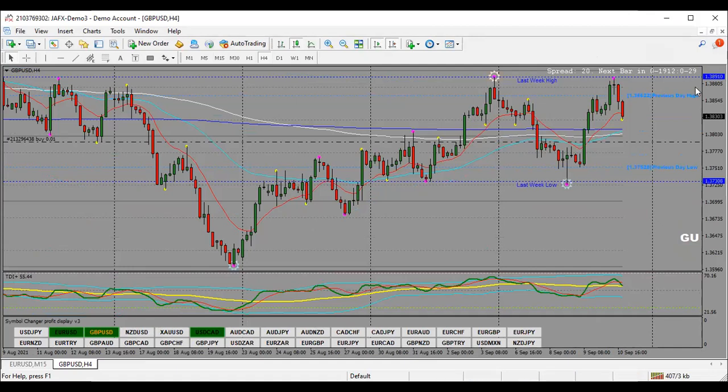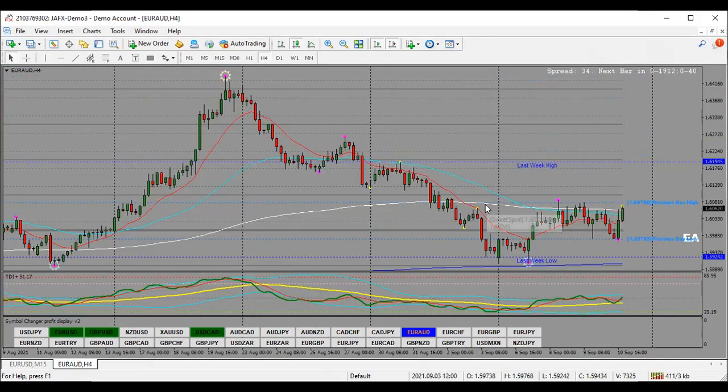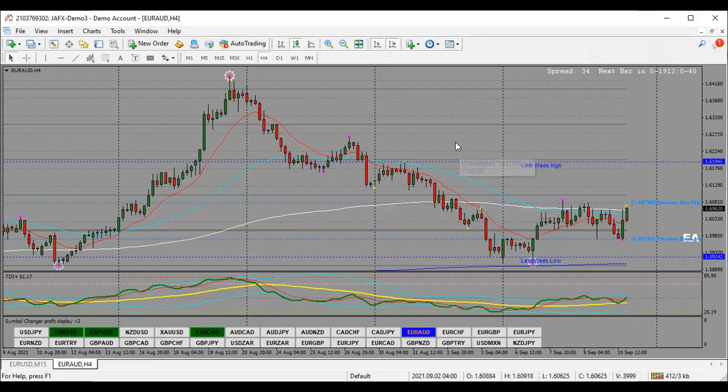Okay, GPU is still a bearish setup. So let's see if we can find a bullish setup. Okay, I think we have one. Now look at this. First of all, let me go to the daily time frame and see.